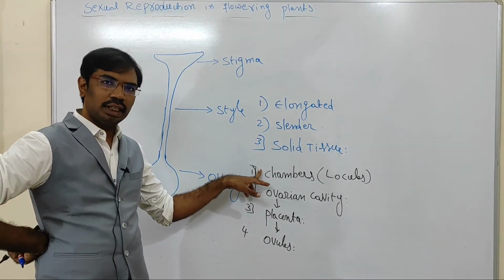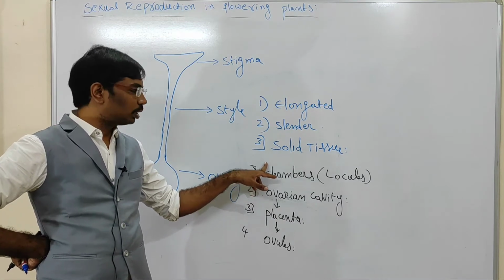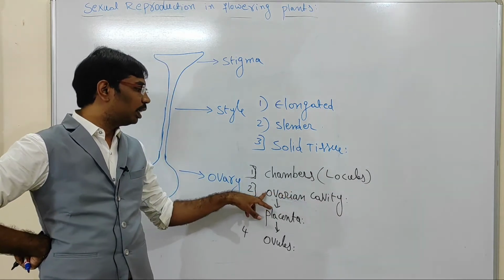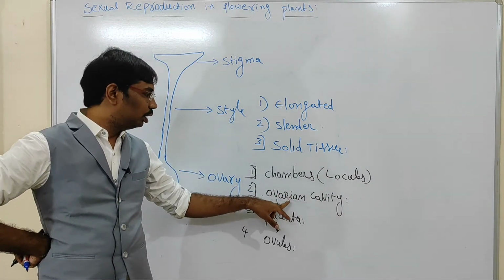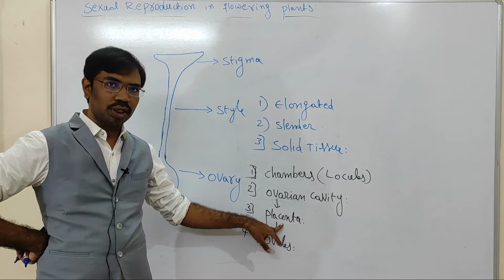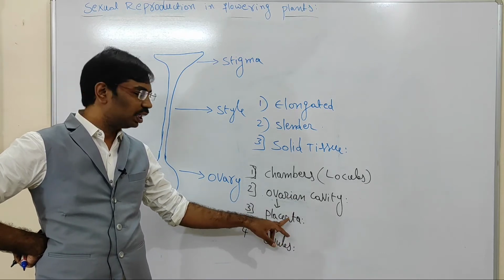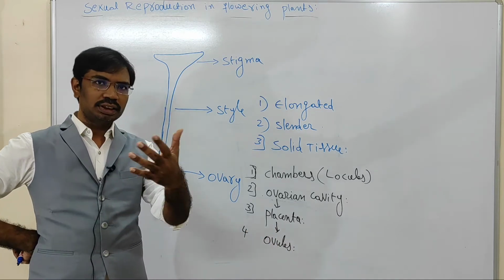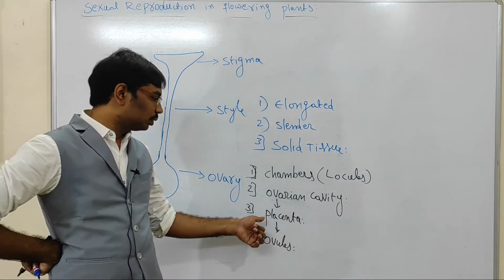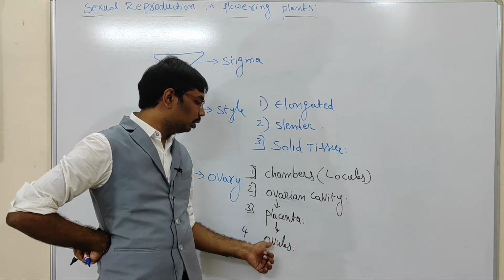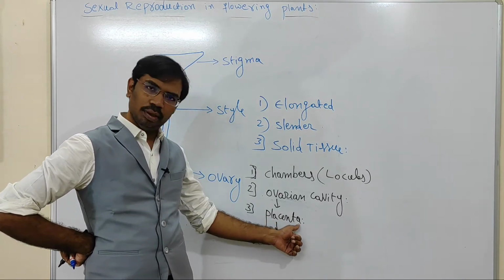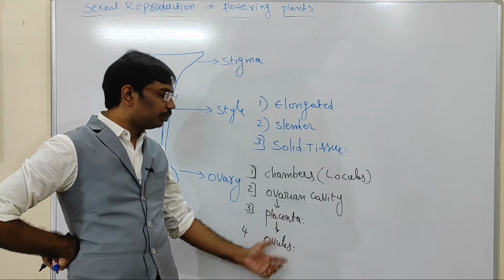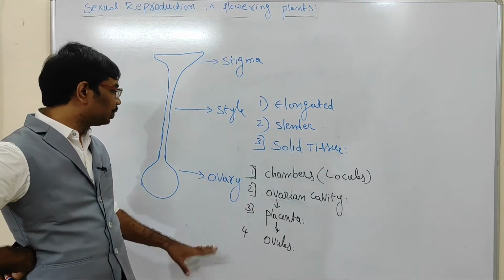The ovary contains so many chambers. Some ovaries contain chambers, and those chambers are called locules. The ovary contains the ovarian cavity, and the ovarian cavity contains a cushion-like structure, like a sofa, that is called the placenta. Just as you sit on benches in your school, here the ovules are attached to the placenta. The ovules get nutrition from the placenta. So this is the structure of the ovary.